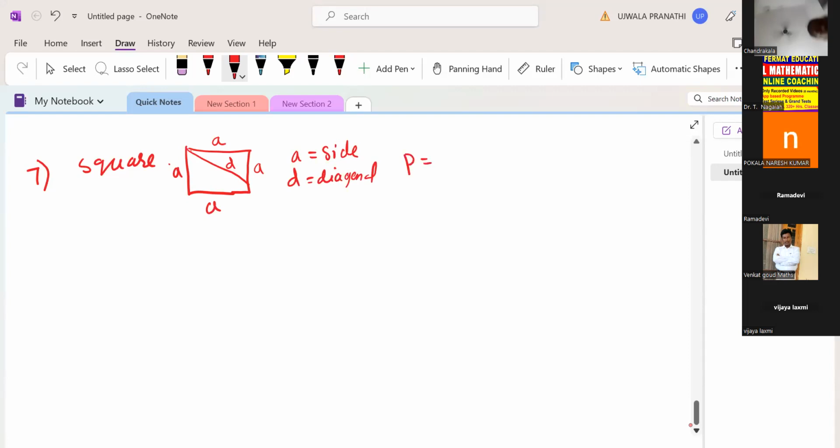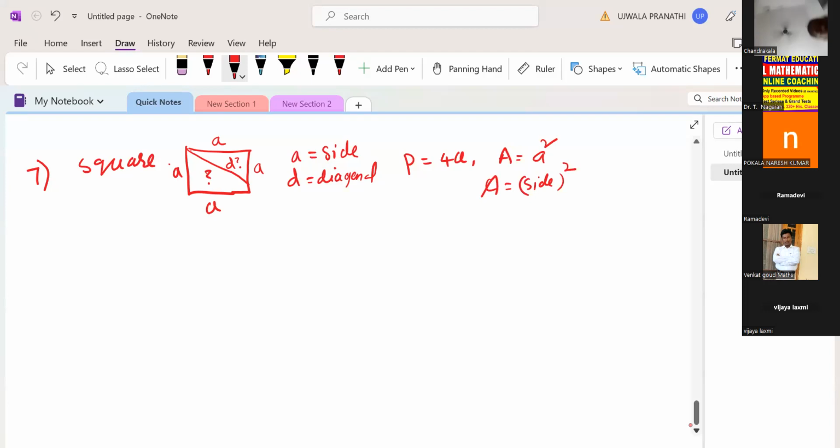Now here, perimeter. Perimeter is equal to the sum of all sides, that is 4A. And area is this half into A square, and this will also be half into A square. Totally we get A square. So the area of a square is equal to side square. If the side is given, then the area of the square is side square.